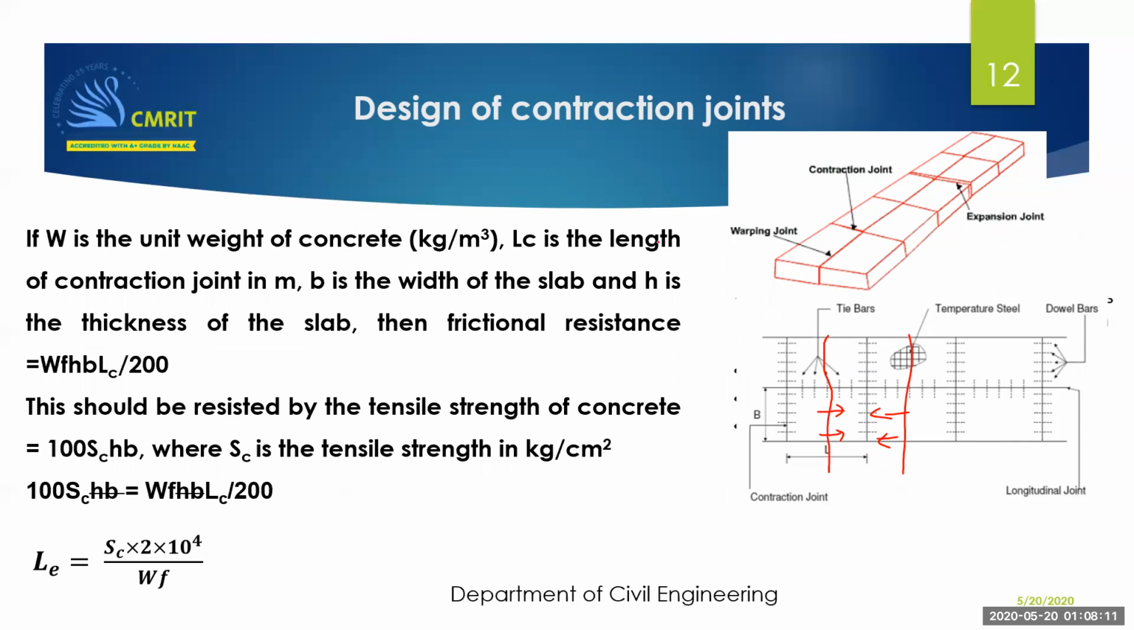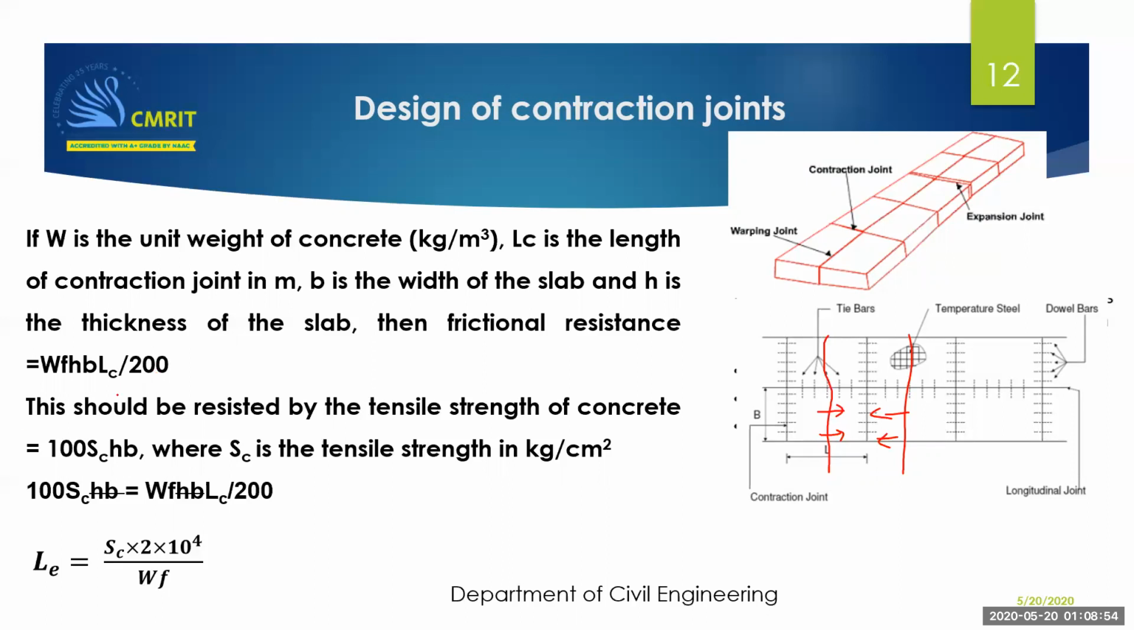Especially in this case, the frictional force will come into the picture. Frictional force, as you know, will be nothing but the weight of the slab into the coefficient of friction. Converting this into different units, W is the unit weight in kilogram per meter cube, H is the thickness in centimeters, B is the width of the slab in meters, LC is the length of the slab in meters, and I have to consider only half of the length of the contraction joint. I get W into F into H into B into LC divided by 200 as the frictional force, and this is withstood by the tensile stress in the concrete.